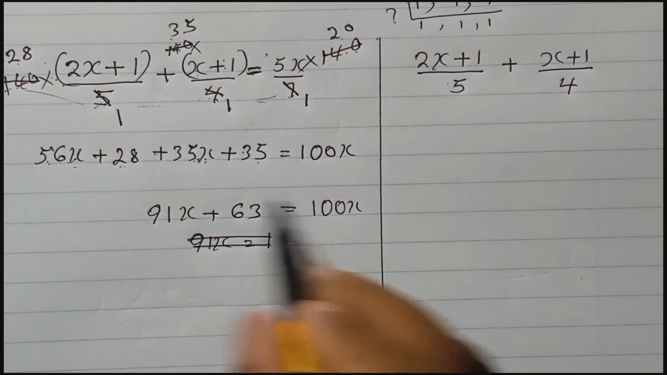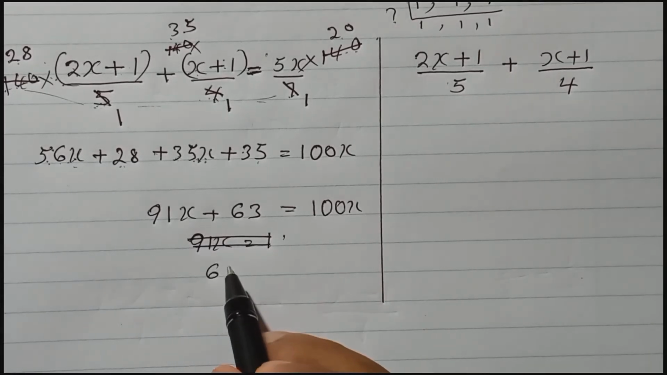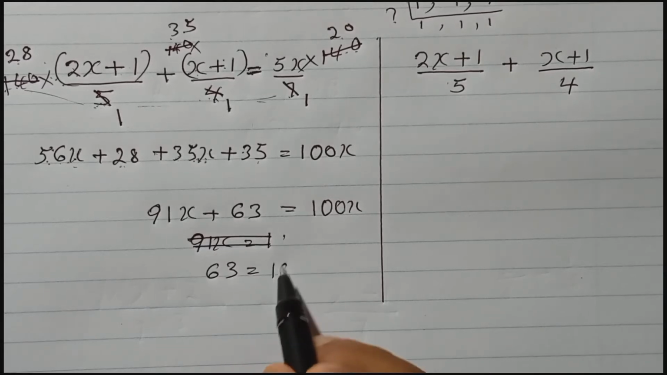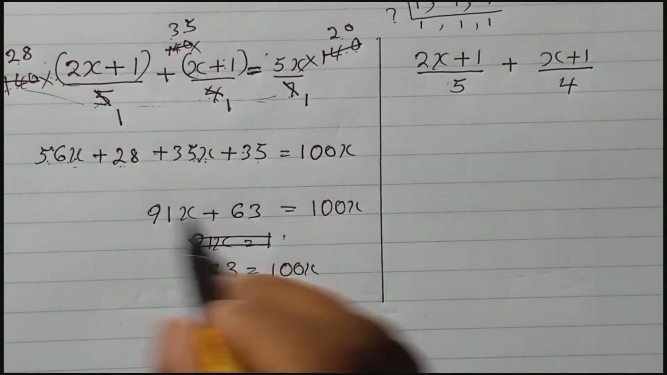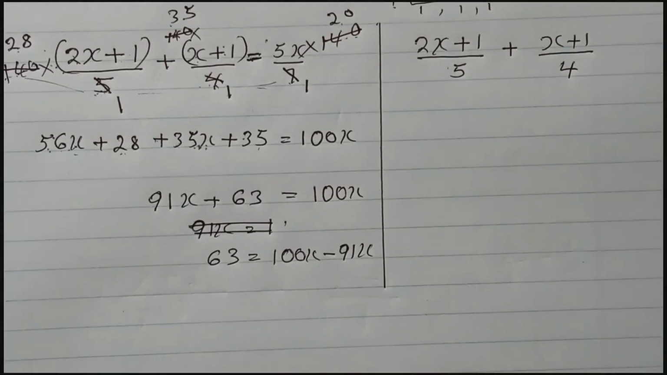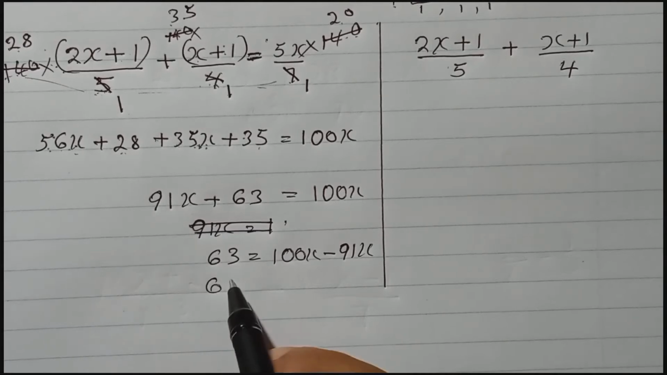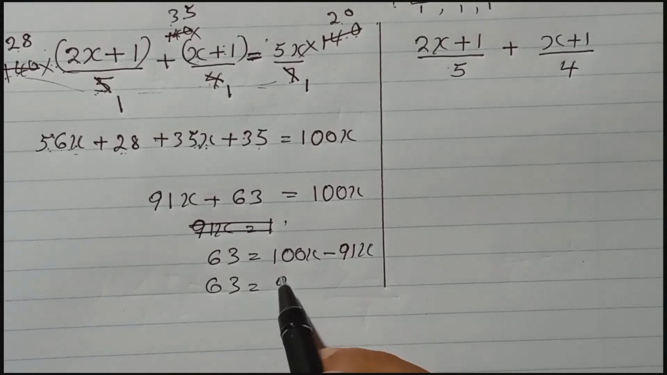For the 91x, I will bring it to here. 63 keep here. So here 63, here 100x. I brought this 91x to here, so minus 91x. So what is the answer here? 63 here. 100 minus 91 means 9.